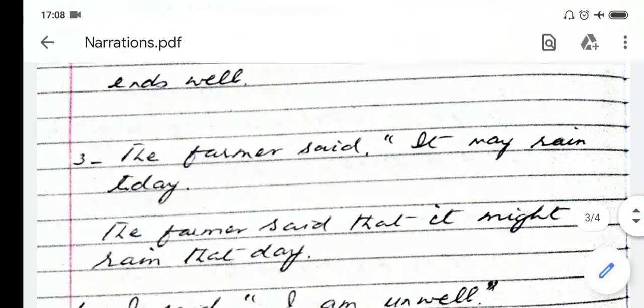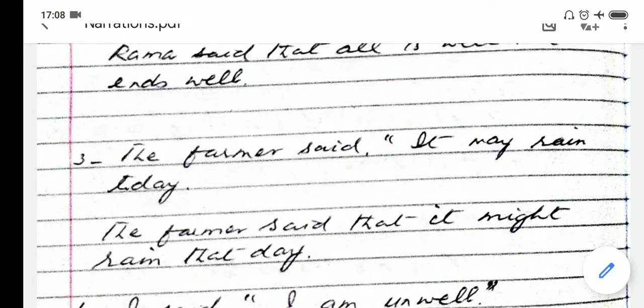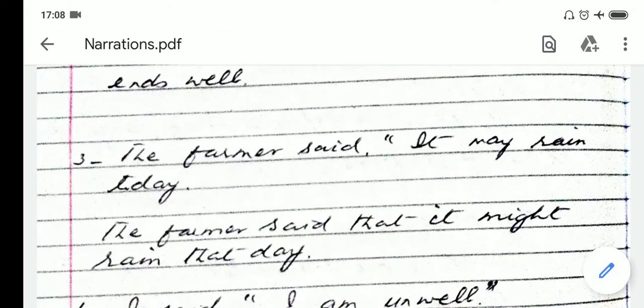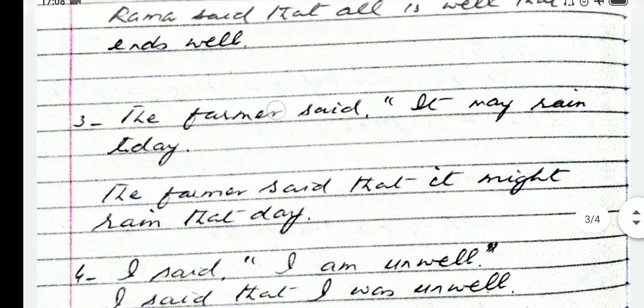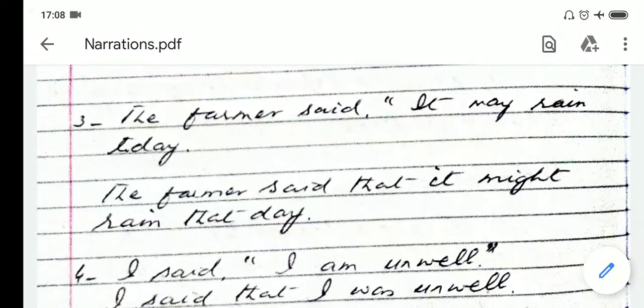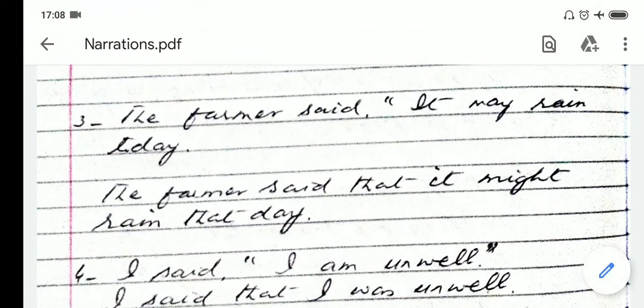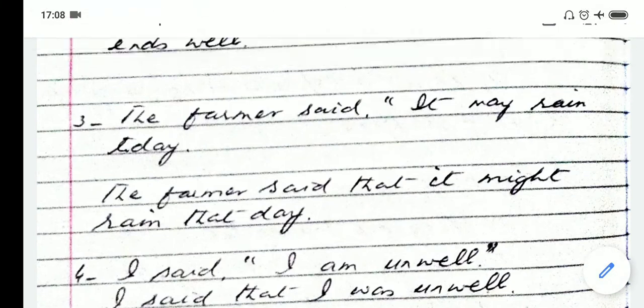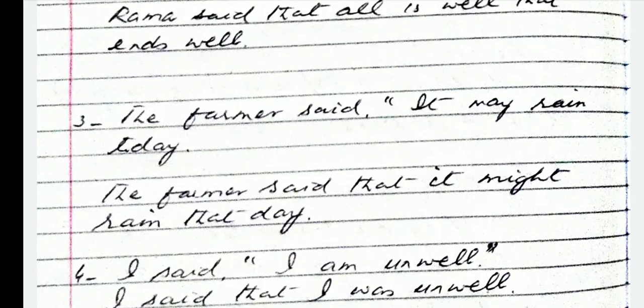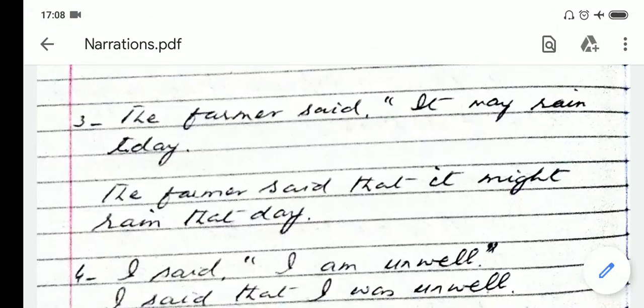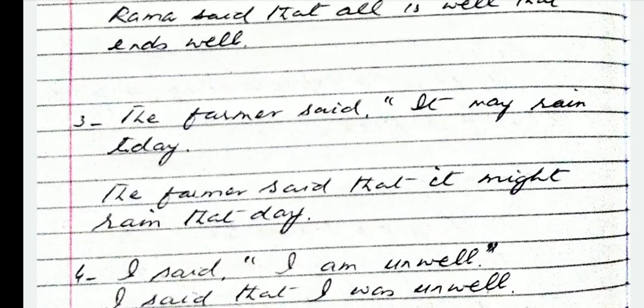Next sentence is: The farmer said, "It may rain today." "It may rain today" is the present tense, and the reporting speech is in the past tense. Since the reporting speech is in the past tense, therefore we will change the reported speech into past tense as well. The farmer said that it might, the second form of may is might, rain today. Today will change into that day. I told you that today changes into that day.